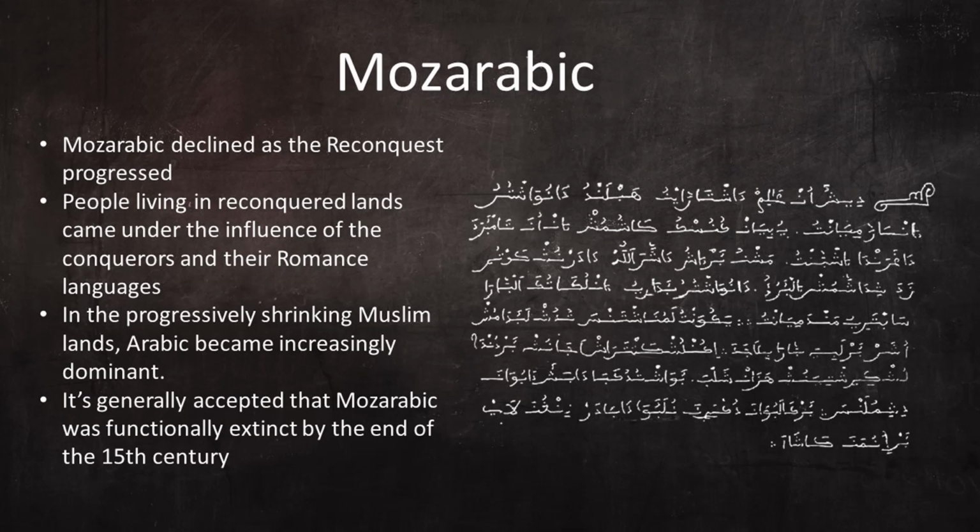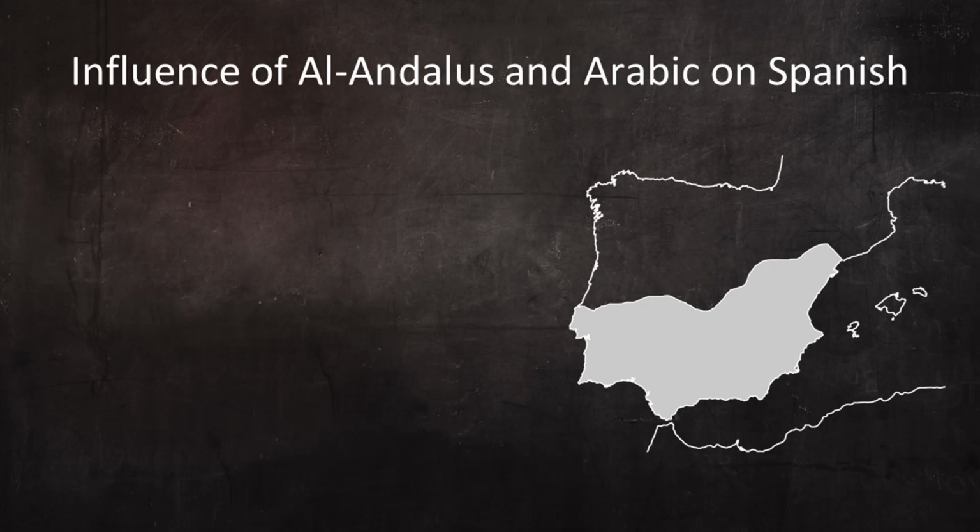Influence of Al-Andalus and Arabic on the Spanish language. Although Castilian was not spoken in Arabic Al-Andalus, there was plenty of opportunity for Arabic to influence the growing and evolving Castilian language. There were several avenues of transmission of Arabic into Castilian.